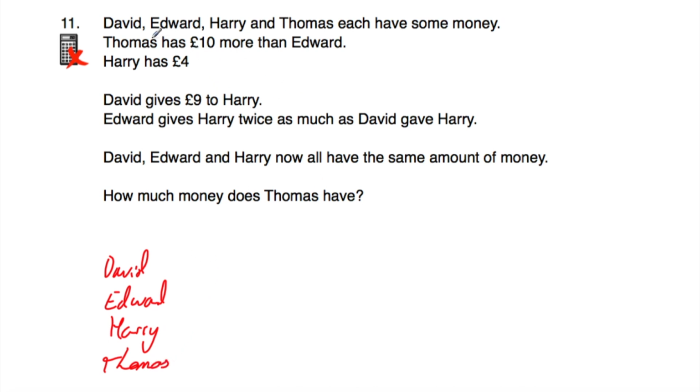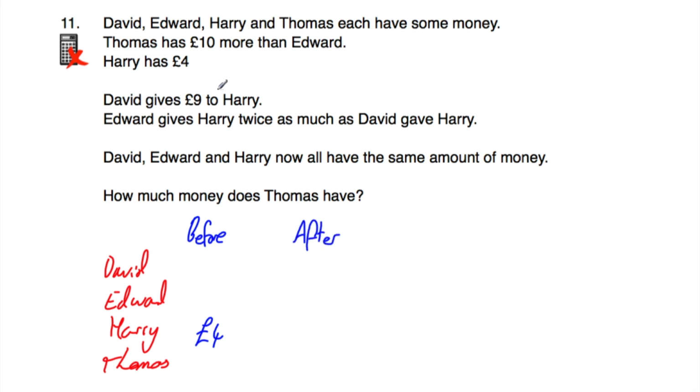We know, first of all, that Thomas has got £10 more than Edward. So Thomas has got £10 more than Edward. And Harry's got £4. I'm going to write that down, that Harry has got £4. And then David gives Harry £9. Now, I'm going to write before, so this is before they start giving each other money. And then I'm going to write after, because that might help me figure out what's going on.